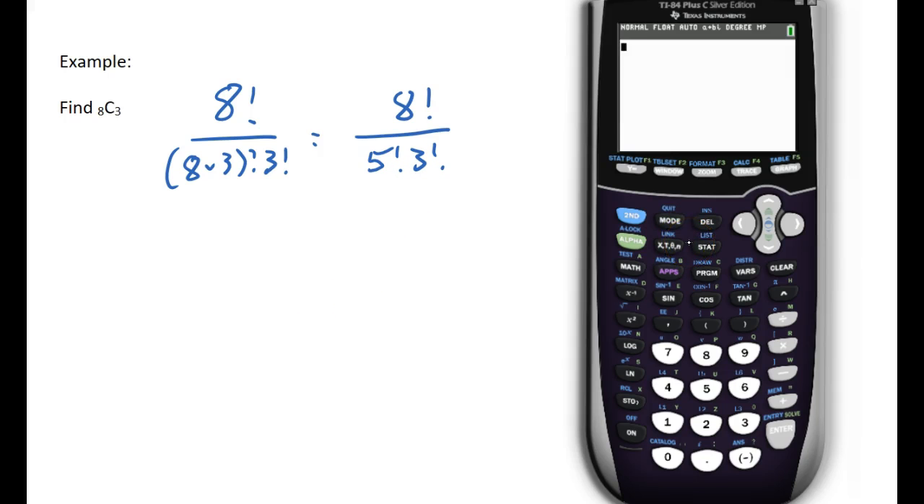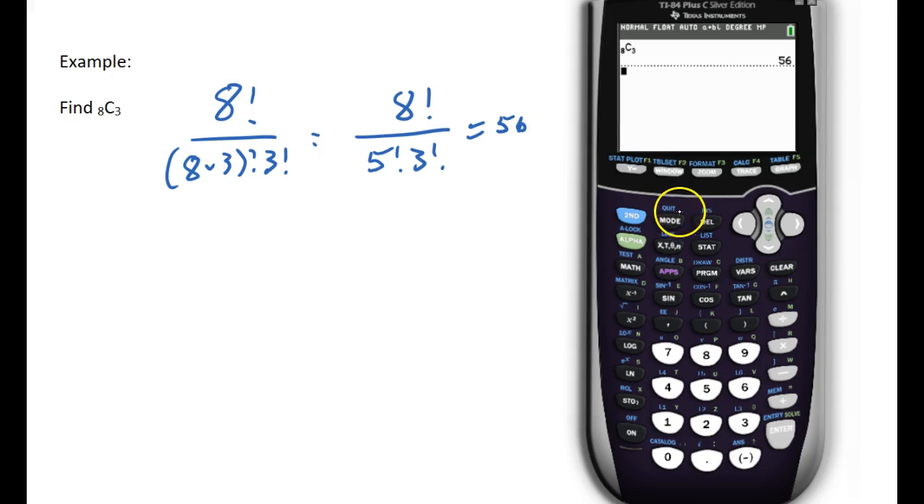Fortunately, our graphing calculators can work that out, and I'm going to hit alpha F2. I'm going to choose number 8, and I'm just going to put in 8 right there over 3 right there, and we get 56.